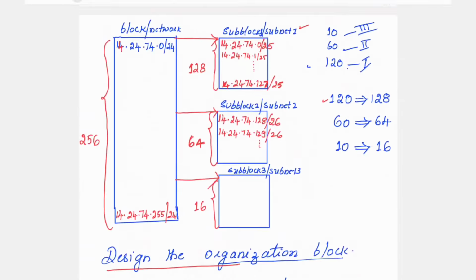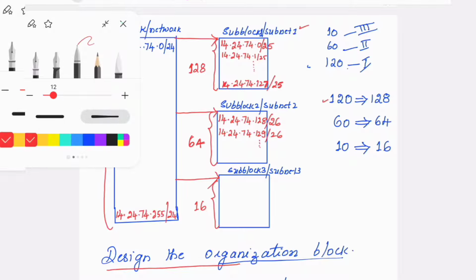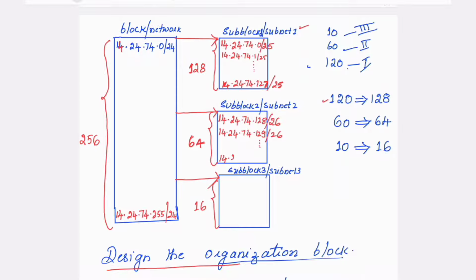I'll include it here in the diagram. So the last address is 14.24.74.191 slash 26. Now you have to design the third subnet, and the last IP address in the previous subnetwork ended at 191. So now the first address in the next block will be 192, 14.24.74.192 slash. Once again, I should not write 26 here because 26 was giving me 64 IP addresses.